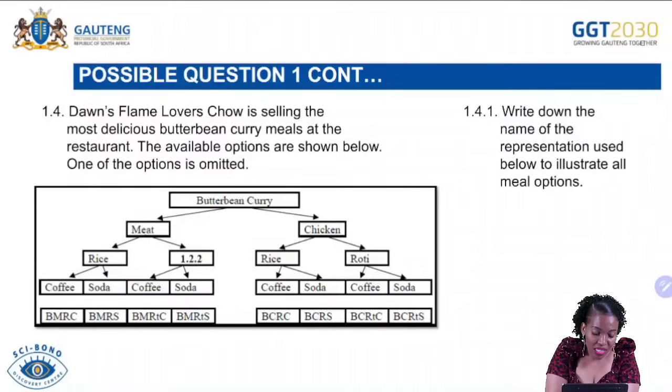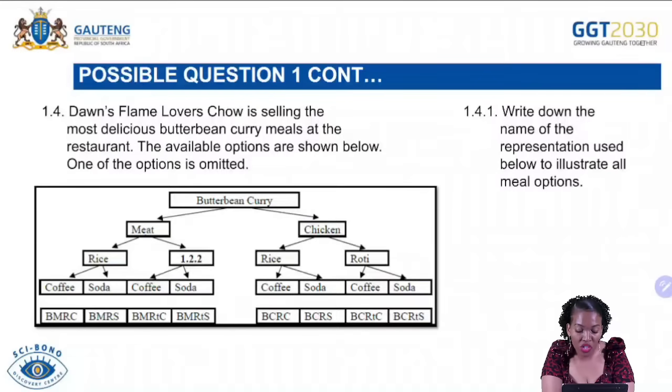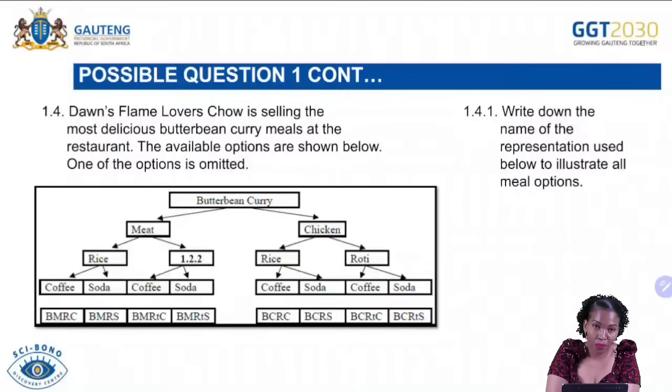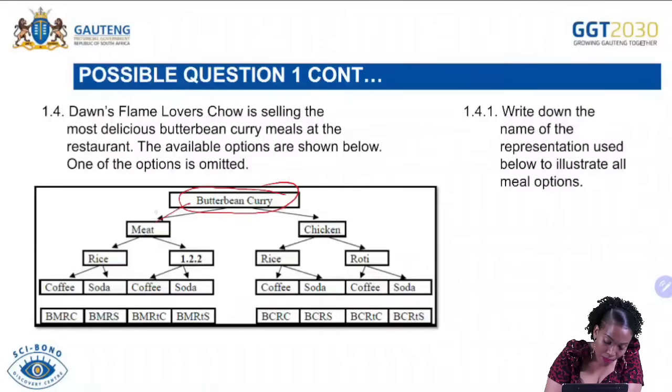1.4, Don's Flame Lovers Chow is selling the most delicious butter bean curry meals at the restaurant. The available options are shown below, and one of the options is omitted. So the main thing they are selling is butter bean curry. Their main ingredient is either meat or chicken, so it depends on the person.